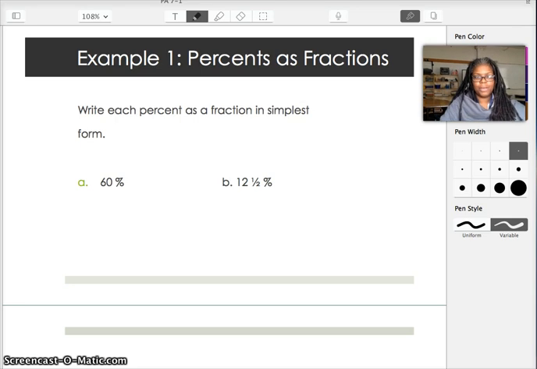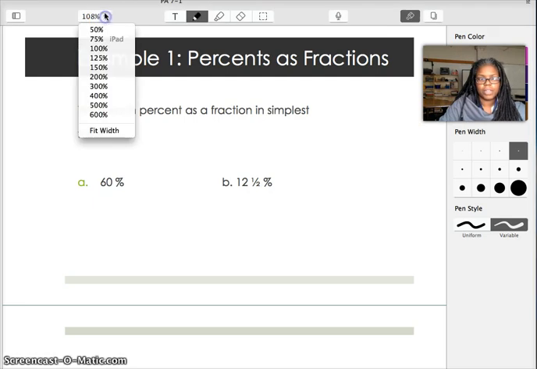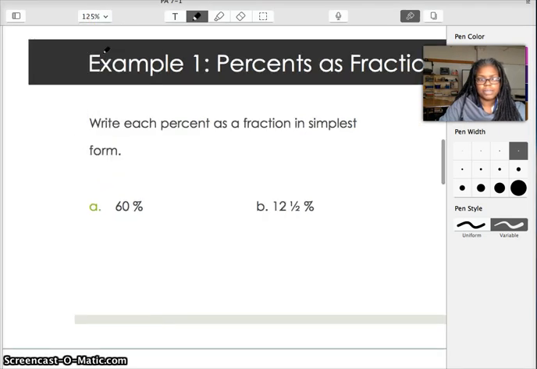So example 1, we have percents as a fraction, and the first thing that we're going to do is change each of these percents, 60% and 12.5%, into fractions. It says write each percent as a fraction in simplest form. That last piece is really important. When we do things in simplest form, we don't just put this percent over 100, which is legit in terms of turning it into a fraction, but we also must reduce.